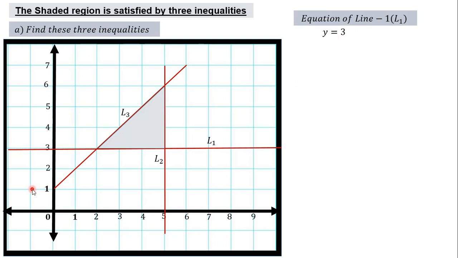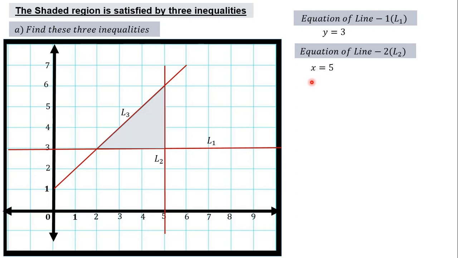Now, students, the equation of L2, which is a vertical line, is always the point where this line cuts the x-axis, meaning its x-intercept. And this line is intersecting the x-axis at 5. So the equation of the second line, which is L2, will be x equals 5.